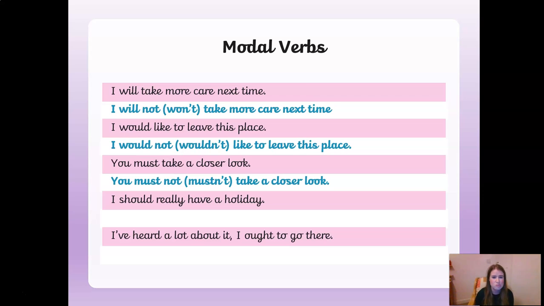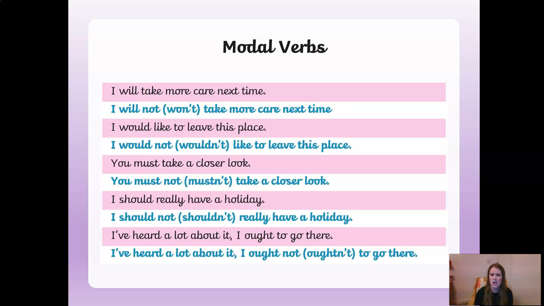I should really have a holiday. Well, don't we all think that we need a holiday? I shouldn't really have a holiday. I think we would all strongly agree that that's not the case for us, Year 5. I've heard a lot about it. I ought to go there. I ought not, so I oughtn't to go there. Now that's a tricky one.